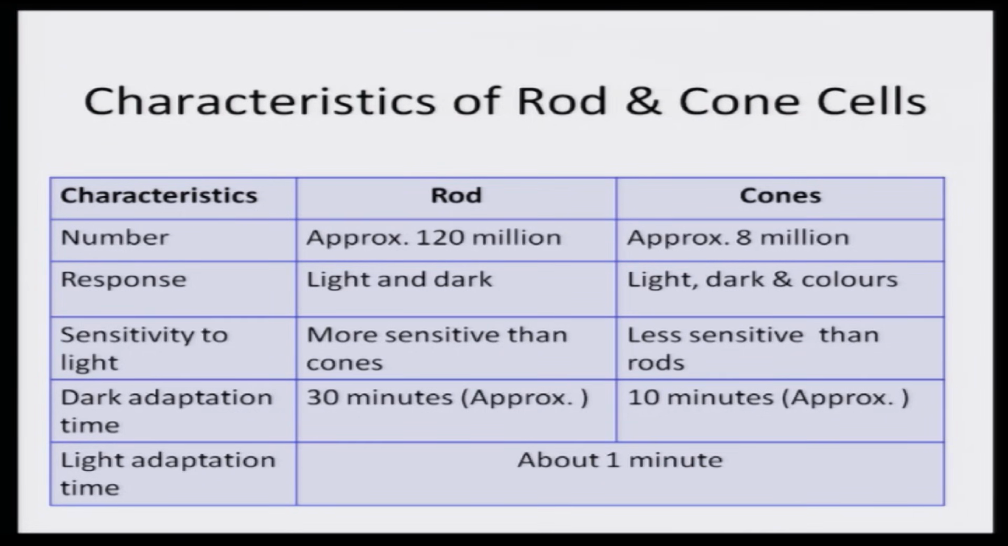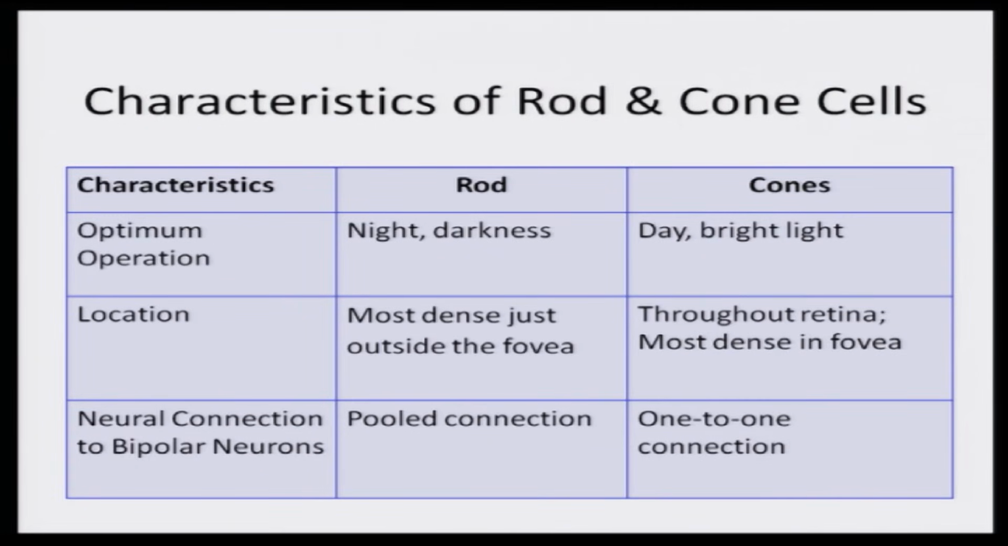If you experience a dark situation, in terms of dark adaptation time, the rod cell takes approximately 30 minutes to adapt, whereas the cone cells take approximately 10 minutes to adapt. Whereas in the light condition, both these cells take approximately 1 minute for adaptation. And the optimum operation of the rod cells can be seen during darkness, whereas cone cells' maximum operation can be seen during bright light.